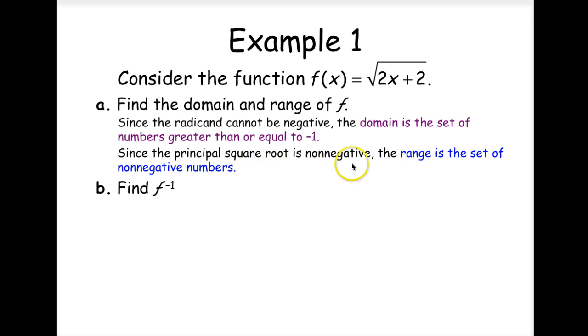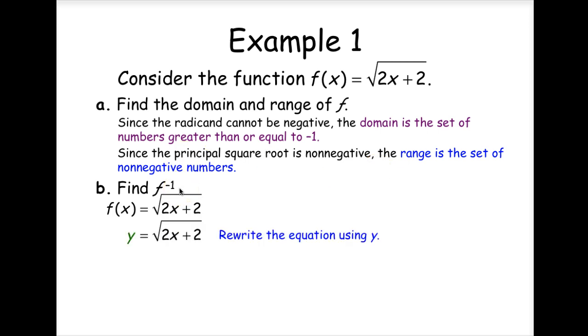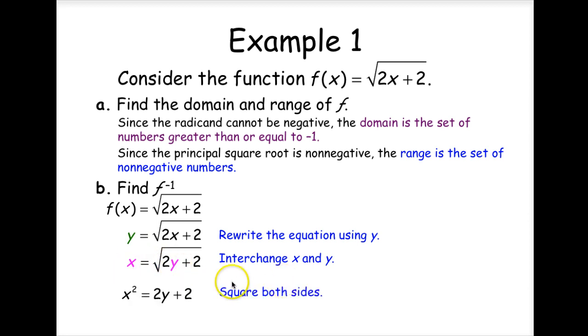Since the principal square root is non-negative, the range is the set of non-negative numbers. Now find the inverse of f. So f of x and y mean the same thing. We can substitute out, so rewrite the equation using y, then interchange x and y. We need to square both sides and then solve for y. So we subtract 2 and then divide both sides by 2.